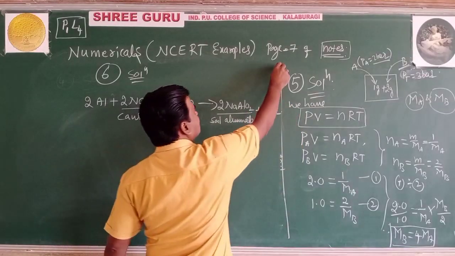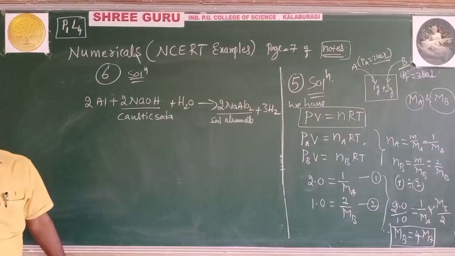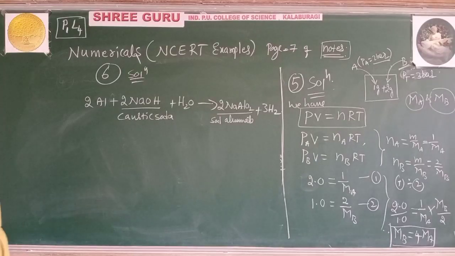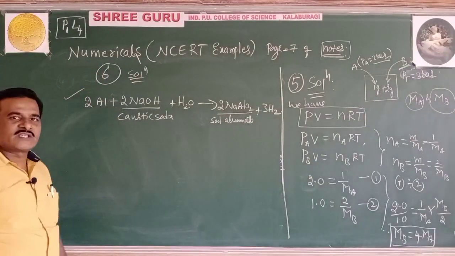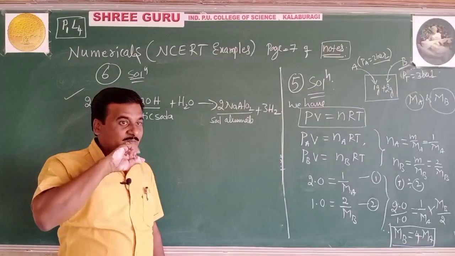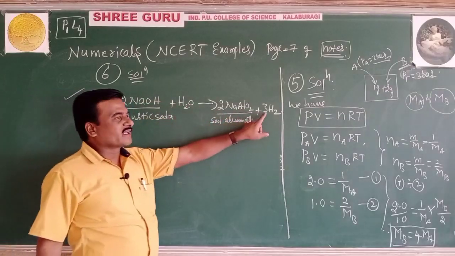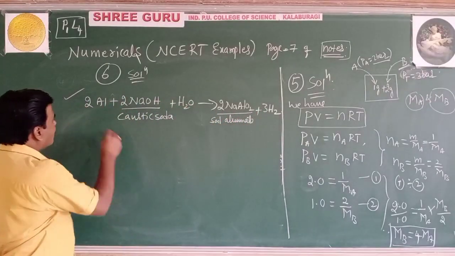Sodium aluminate with 3H2. So this is the balanced equation. Here you have to observe. Without this equation you can't reach the solution of this topic. So aluminum with caustic soda liberates this. Look at the equation.